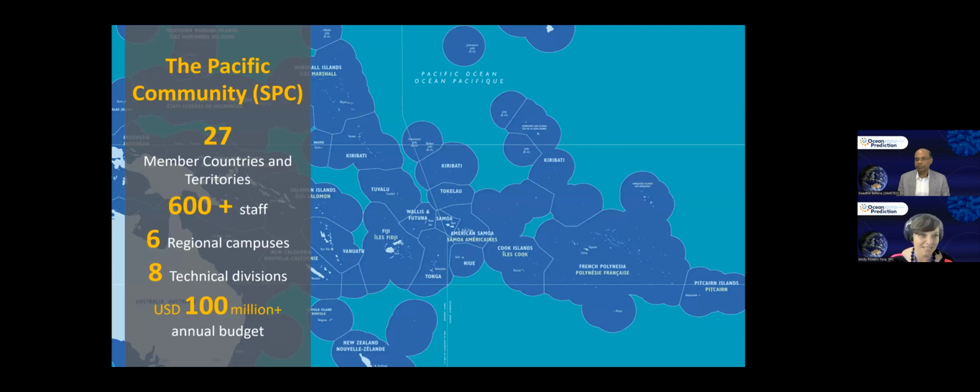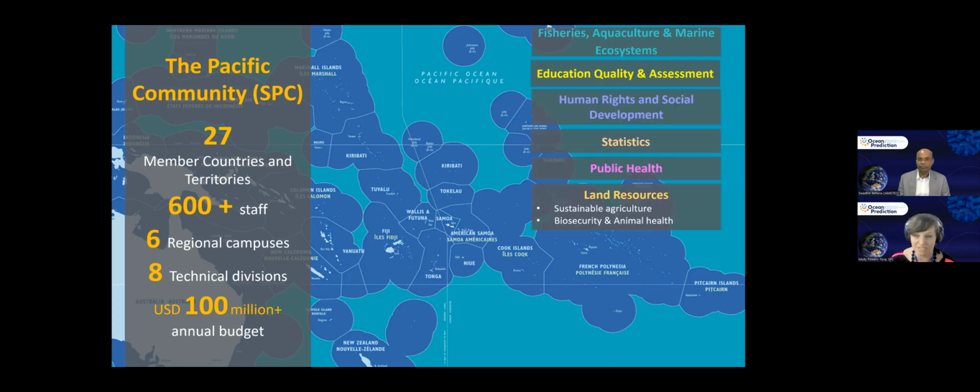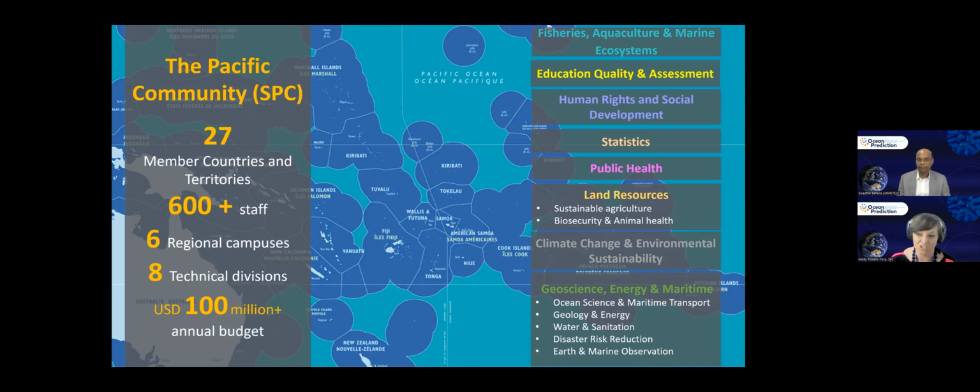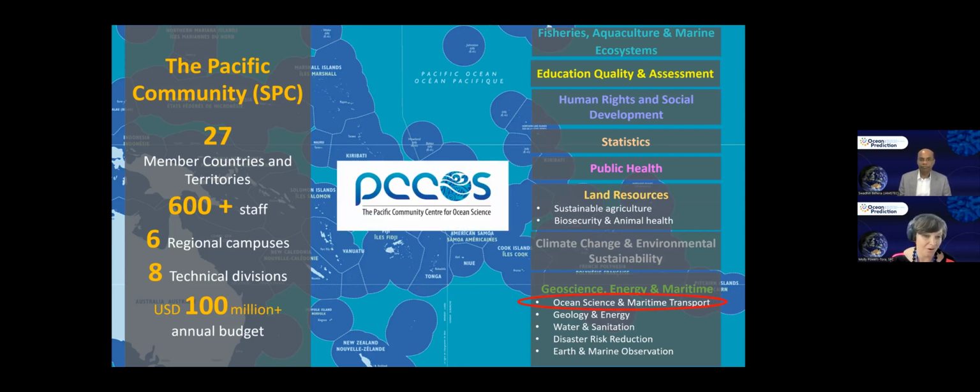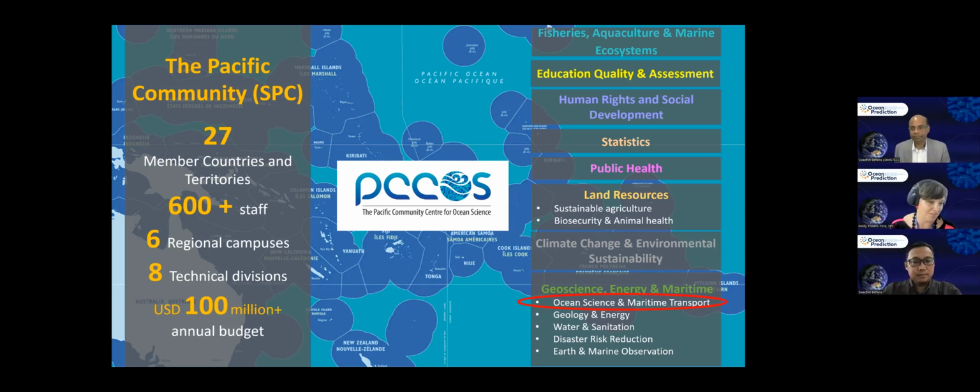For those of you that aren't familiar with the Pacific Community, or SPC, it's one of a number of regional organizations, but for the Pacific region, it helps to serve as a technical backstopping and funding and development agency. We have a number of areas of expertise or divisions that we work across, and these include fisheries, geoscience, energy and maritime, human rights, statistics, public health. And I'm based here in the Geoscience, Energy and Maritime team with the Ocean Science and Maritime Transport team.